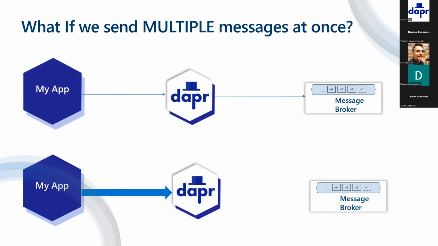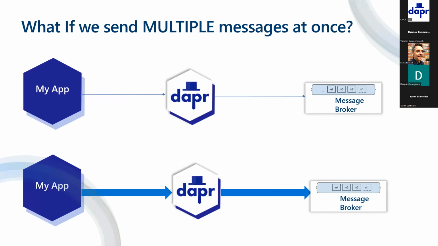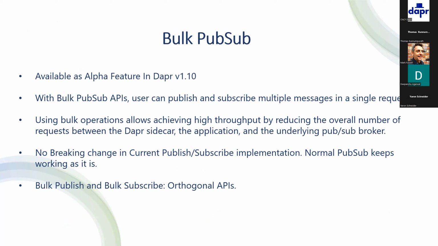Here, this thick line represents multiple messages traversing through the application to Dapr, and similarly from Dapr to the message broker. Talking about bulk Pubsub, this is available as an alpha feature, and it is upcoming with Dapr 1.10. As we saw in the last slide, a user is able to publish and subscribe multiple messages in a single request.